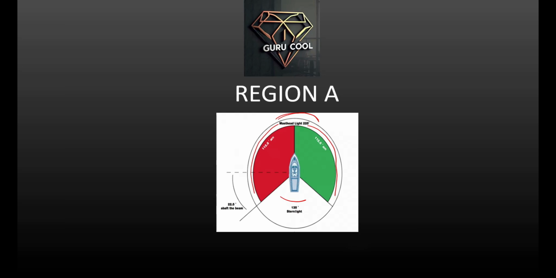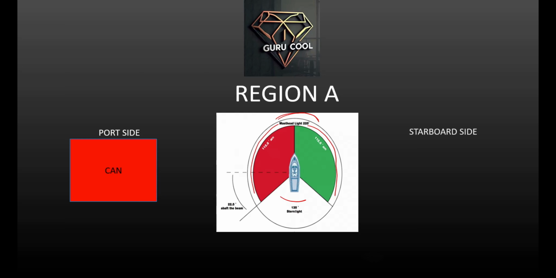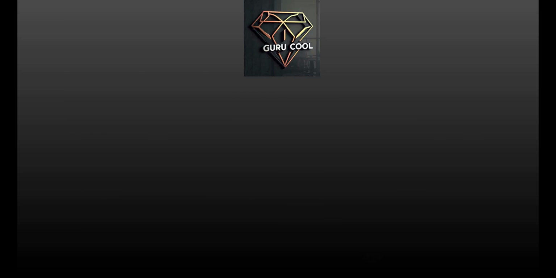So now, as you know that the navigational light on the port side is of red color, on the port side the can will be of red color, while on the starboard side the cone will be of green color. So the color of the can will be red and for the cone it will be green. That is for region A. In this video, first we will learn for region A only. For region B, I will make a separate video so that this video will not be lengthy.